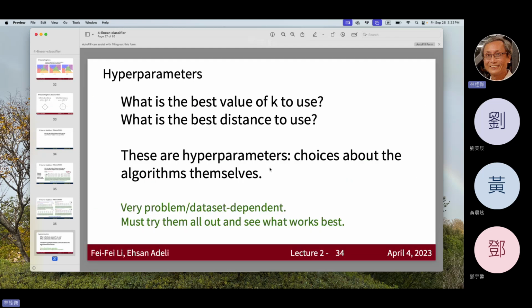Okay, and so when you do the training, there are different decisions you have to make. What is the k-value you should use? What kind of distance function do you define? Okay, and these are what we call the hyperparameters. These are the choices between the different algorithms.